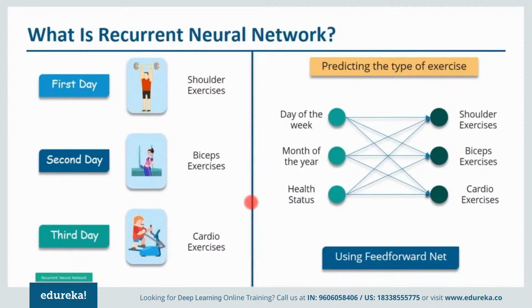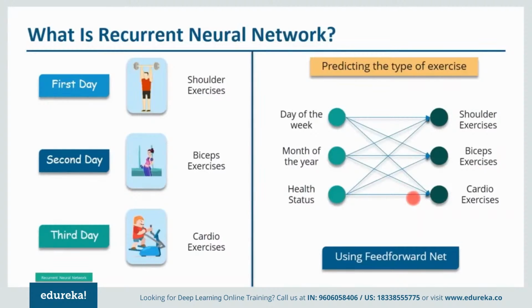Now what happens when we use a feedforward network for predicting the exercise today? We'll provide inputs such as day of the week, month of the year and health status. And we need to train our network on the exercises that we have done in the past. After that, there'll be a complex voting procedure involved that will predict the exercise for us. And that procedure won't be that accurate.